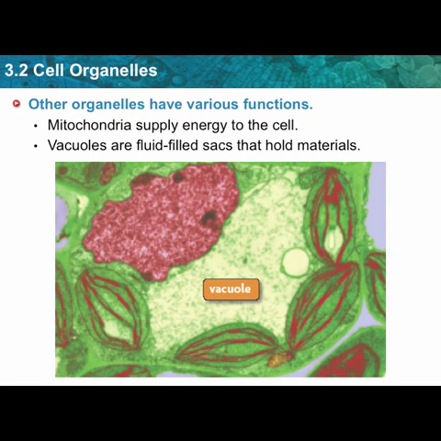Vacuoles are fluid-filled sacs that are storage areas. A lot of times in plant cells they have large vacuoles where they store starches and cellulose, the sugars that they make during photosynthesis. Other vacuoles in animal cells might temporarily hold some food that they've absorbed.